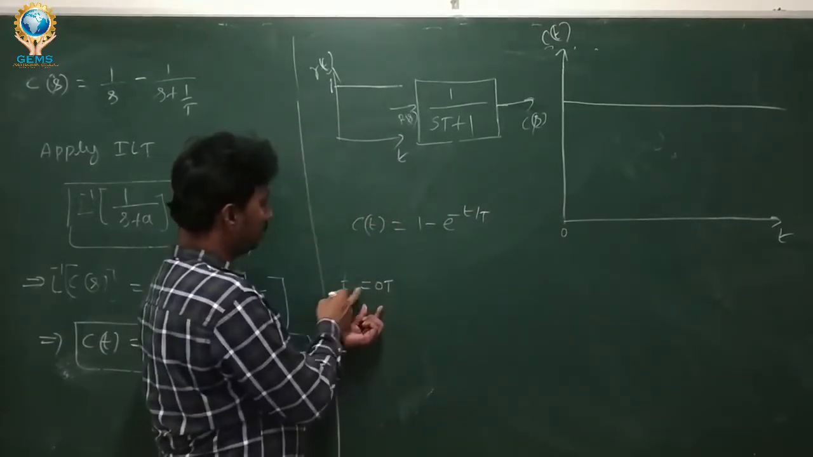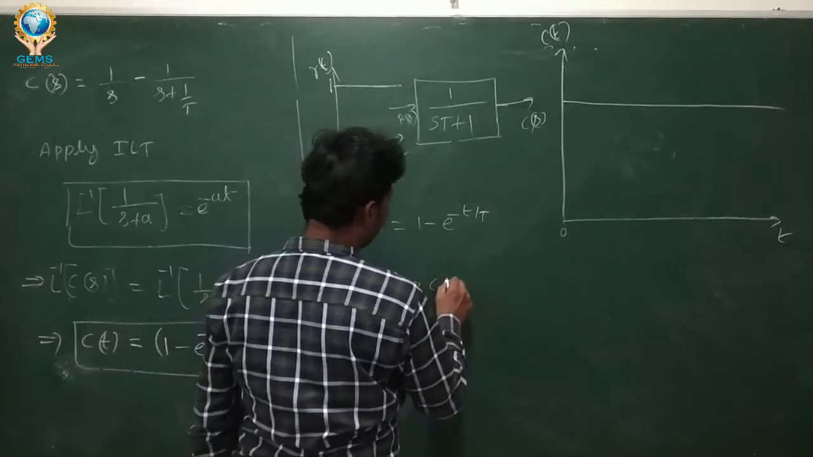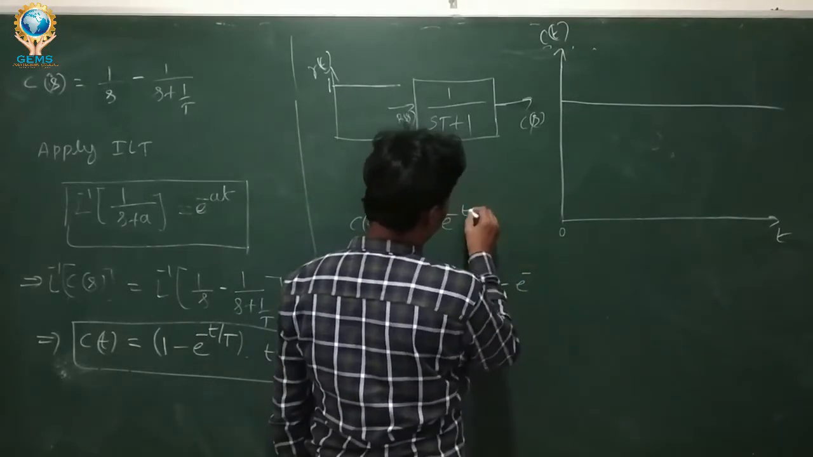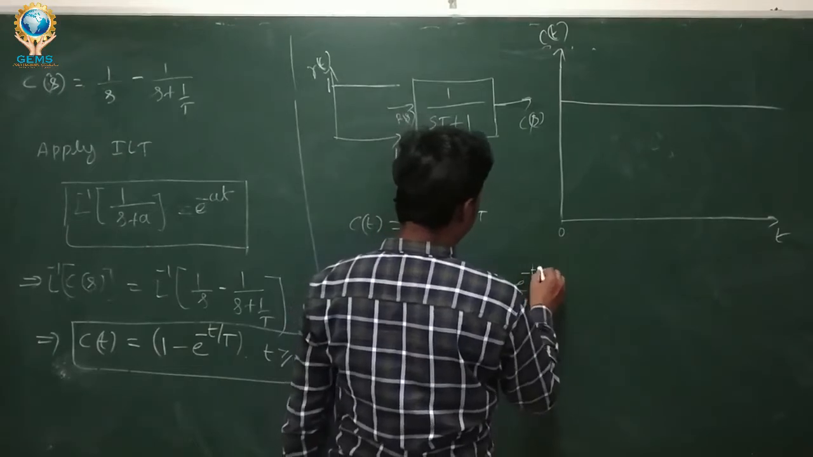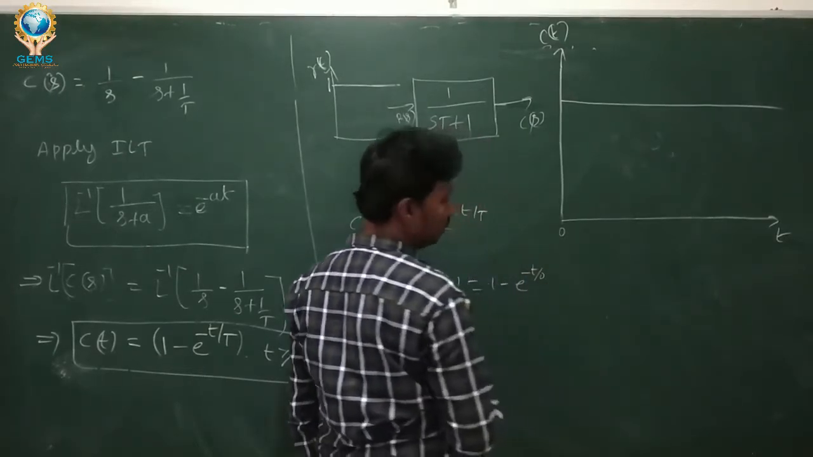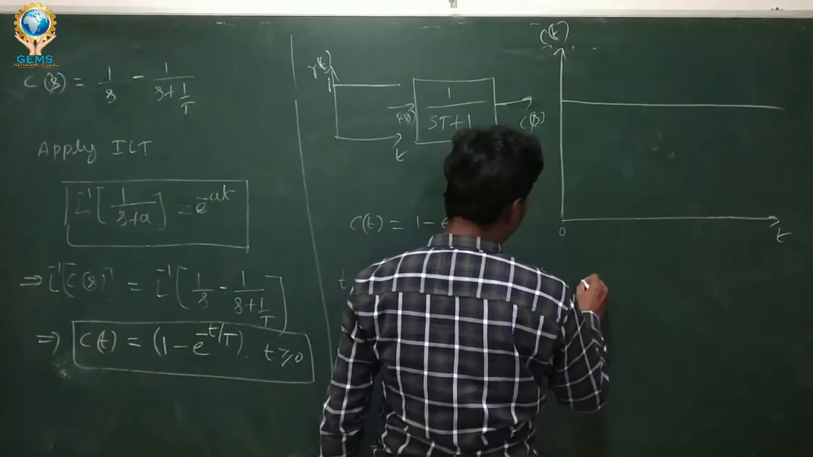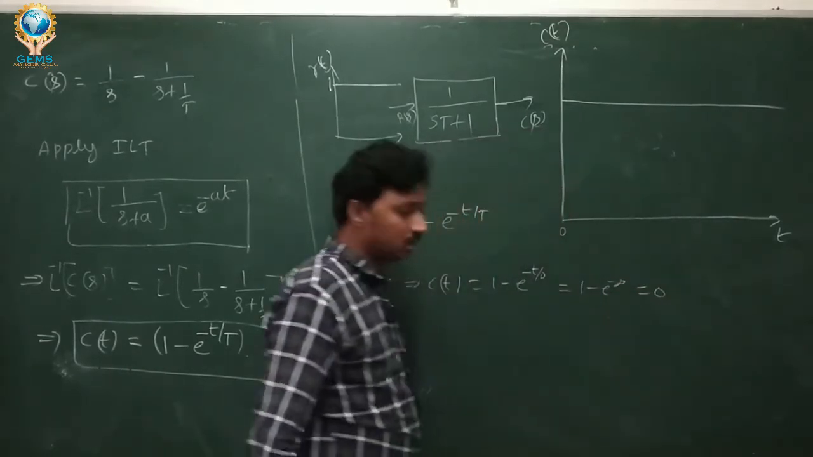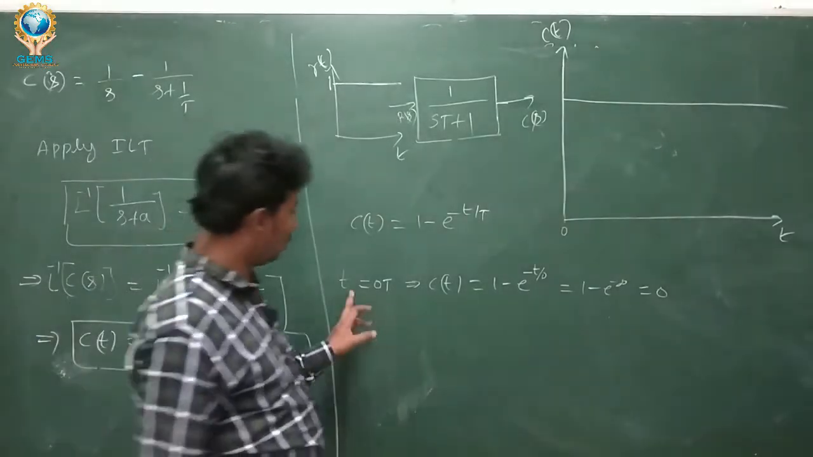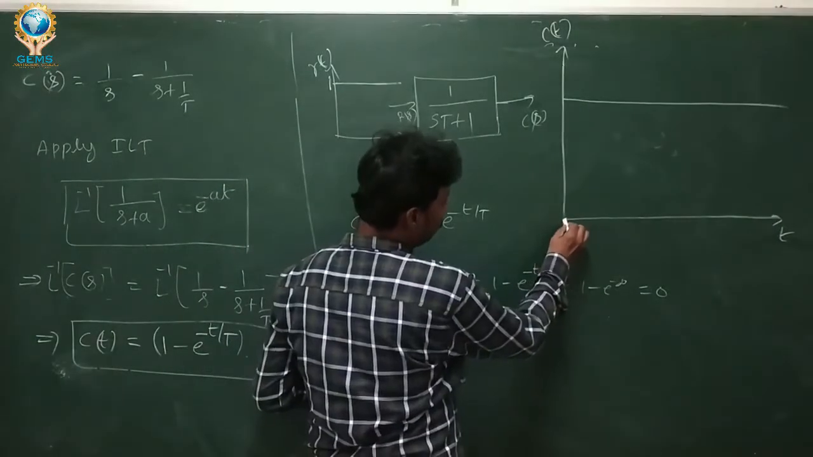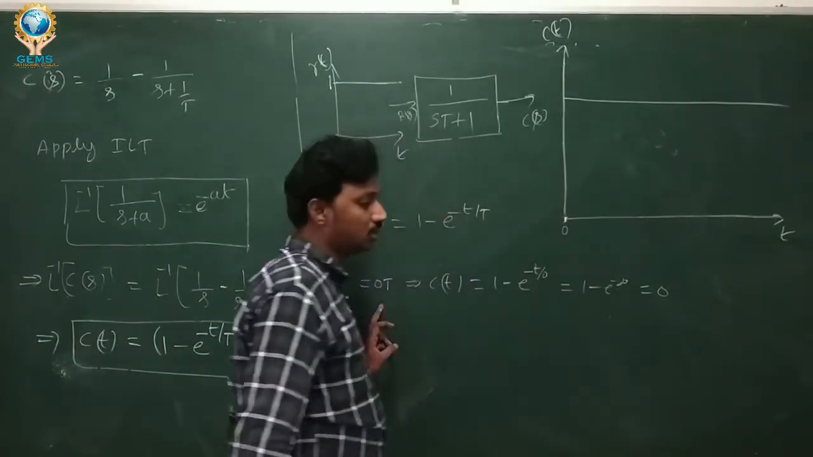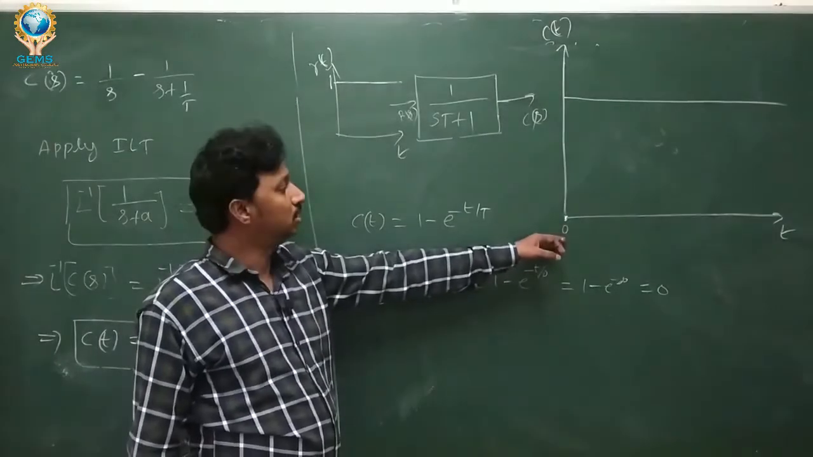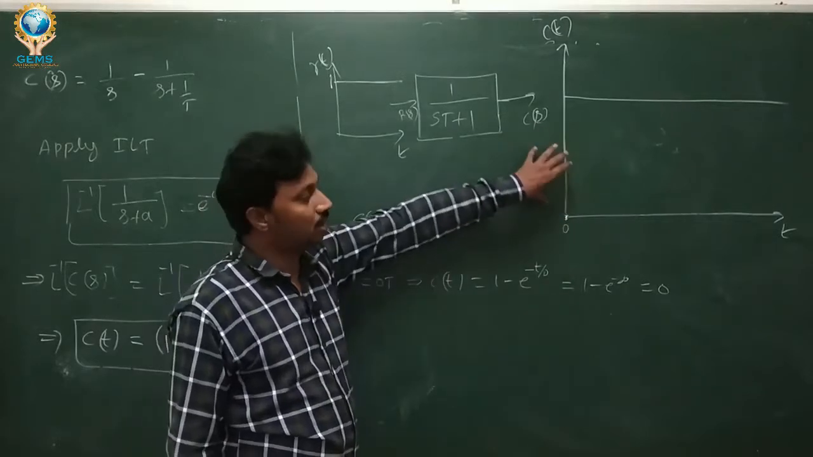When you substitute t is equal to 0, you will get C of t is equal to 1 minus e raised to minus t by 0, so you will get infinity. So this value, e raised to minus infinity, becomes 0. So at t is equal to 0, the response is here. At t equal to 0, the system is not given any energy, so the system will not respond.